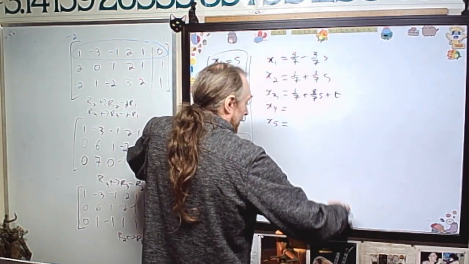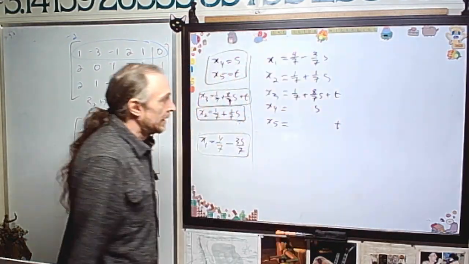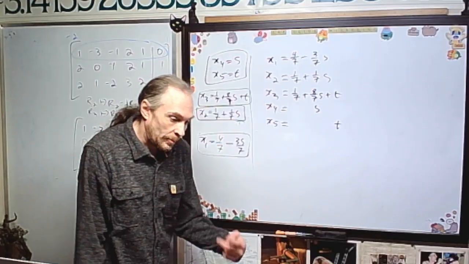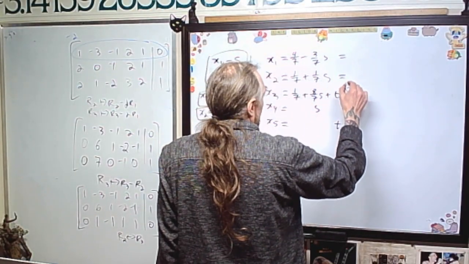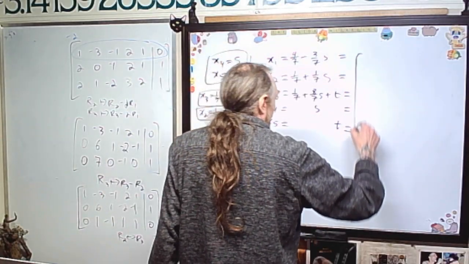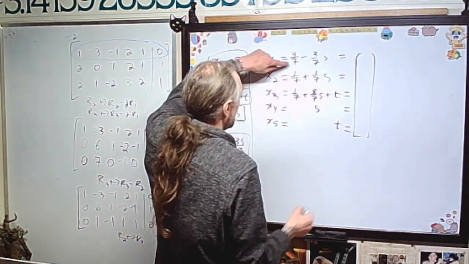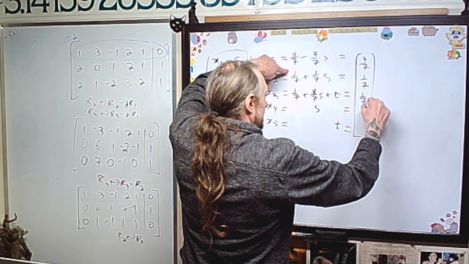You can line it up if you want. This just has an s, and this guy just has a t. That's the parametric equations of a plane in 5 space. Why? Because now I can write it like this. What's the constant vector I have? The constant vector I have is 4 over 7, 1 over 7, 1 over 7.